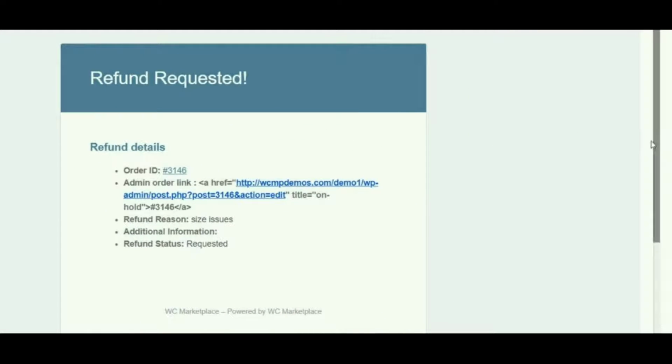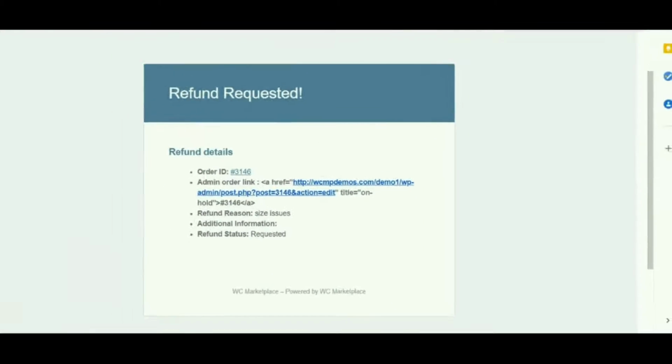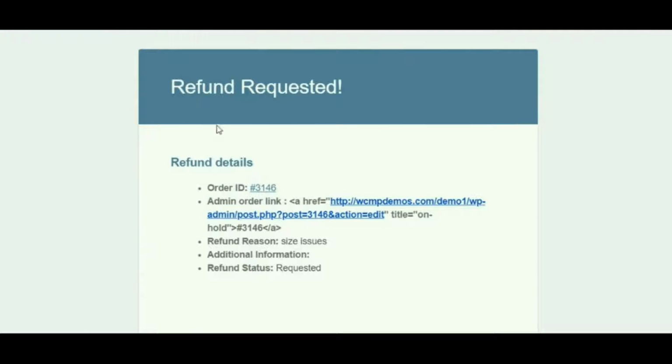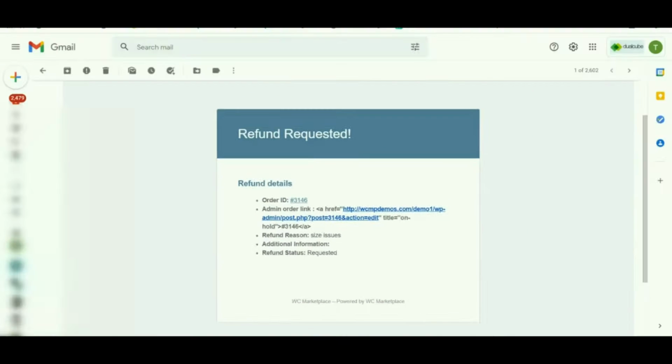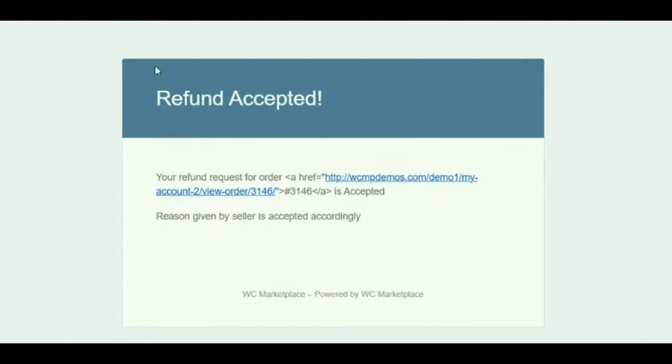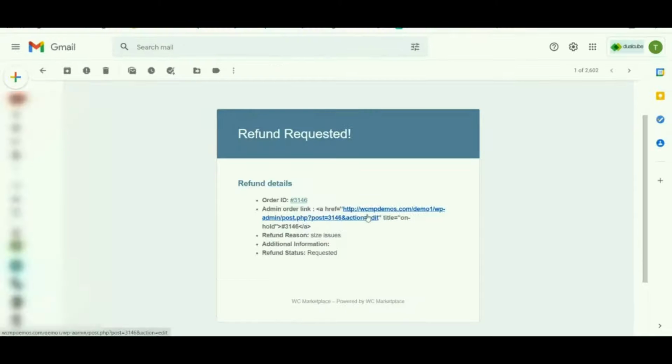This is the mail that the admin receives from their end, and this is the mail that the vendor will receive from their end. Before any further process, we need to keep in mind that both the admin and the vendor receive the mail. Only admin can accept or reject the request. In case an admin accepts the request, the vendor receives the mail notifying him or her of the refund acceptance. Let's click on the link attached with the admin mail.